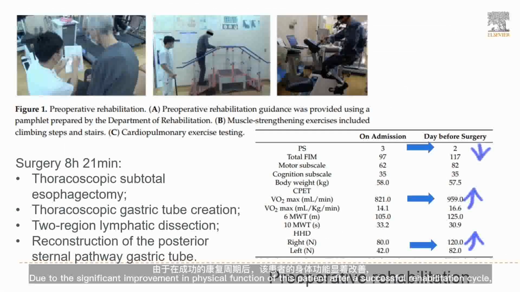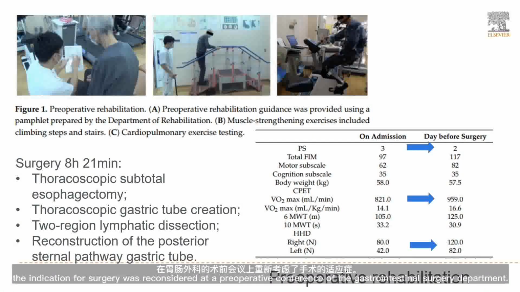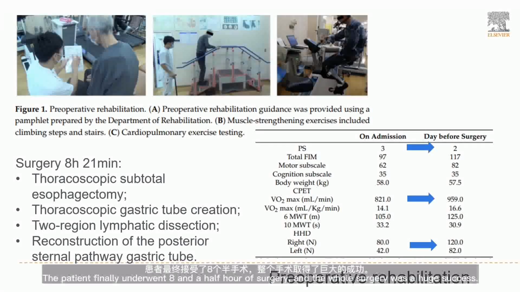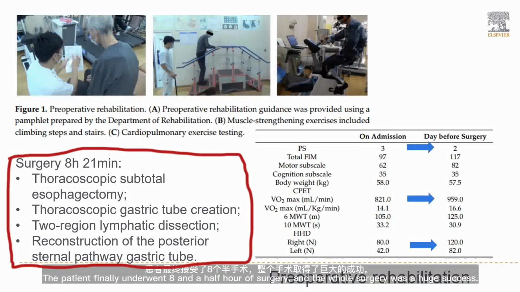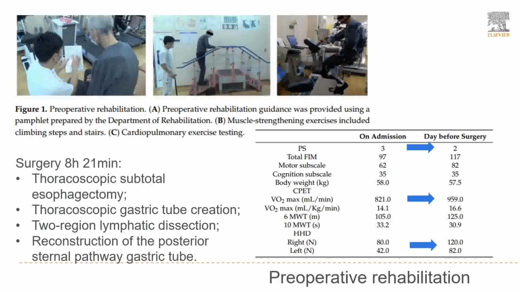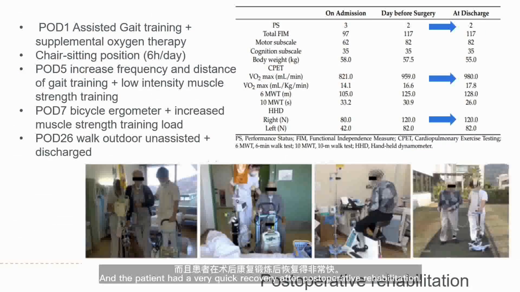Due to the significant improvement in physical function of this patient after a successful rehabilitation cycle, the indication for the surgery was reconsidered at a preoperative conference of the gastrointestinal surgeon department. The patient finally underwent 8.5 hours of surgery, and the whole surgery was a huge success. The patient had a very quick recovery after post-operative rehabilitation.